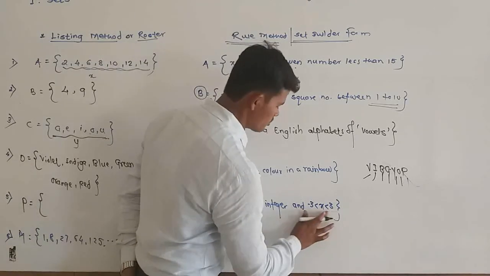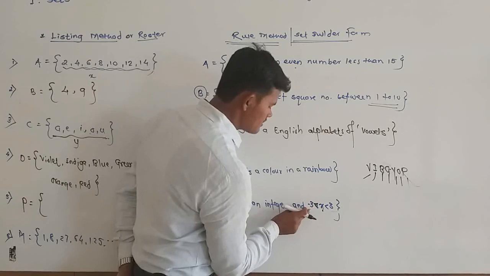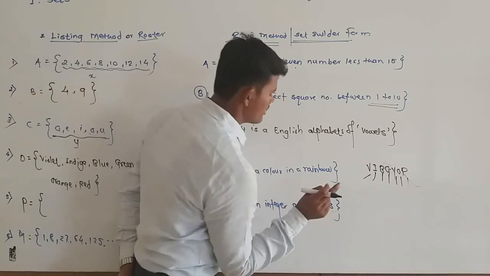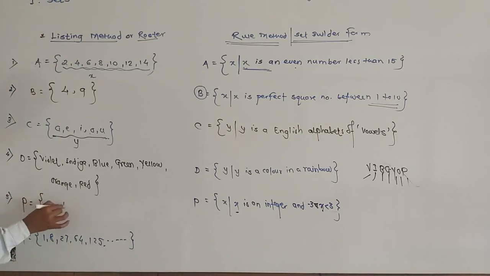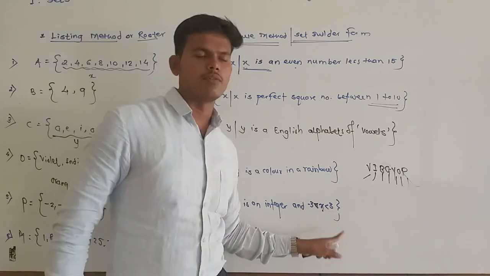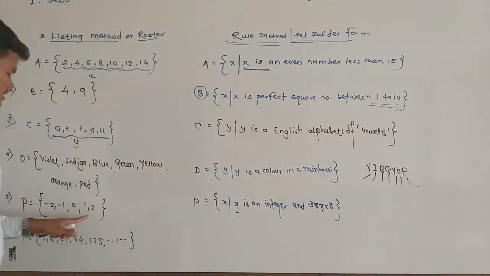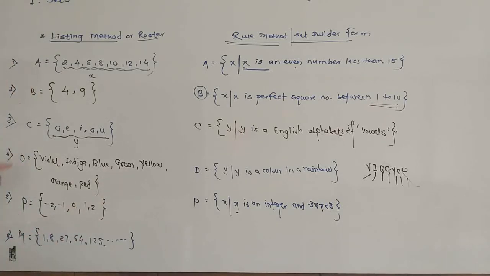See what this means. How to read it: x must be greater than -3 but less than 3. So which number is greater than -3? -2, -1, 0, 1 and 2. Because we have to write numbers which are greater than -3 and less than 3. So which number is less than 3? 2 is less than 3 and which number is greater than -3? -2, -1, 0, 1, 2 are the integers. Okay, this is the set by using listing method.